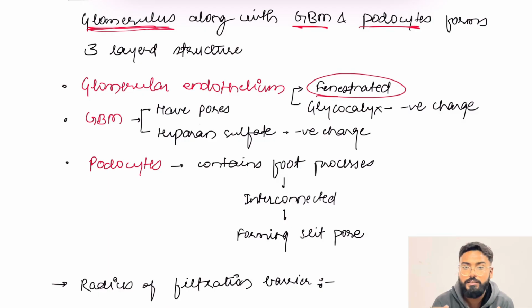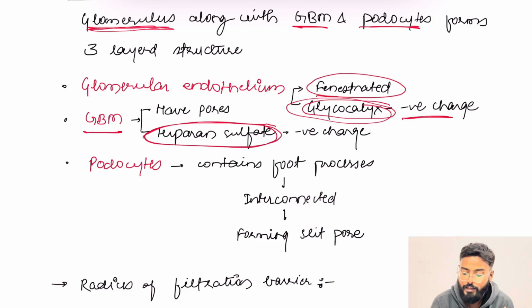Through these fenestrations, the filtrate is going to pass on to the Bowman space and again into the tubules. Now it has glycocalyx, which contains negative charge. So the glomerular endothelium is first, it is fenestrated, it has pores, and it contains glycocalyx that contains negative charge. And what is the importance of this negative charge? We will see further. Second is your glomerular basement membrane, which has pores. This also has pores, and it contains heparan sulfate, and it also has negative charge.